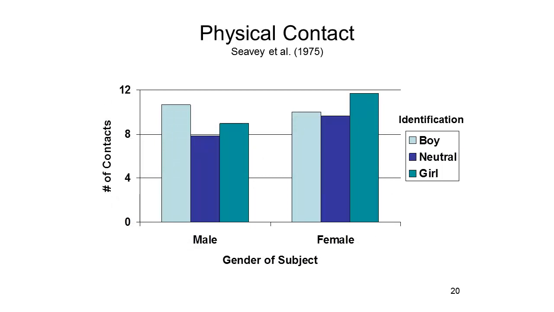Moreover, men engaged in more physical contact with the child when it was identified as a boy, while women engaged in more physical contact with the very same child when it was identified as a girl.